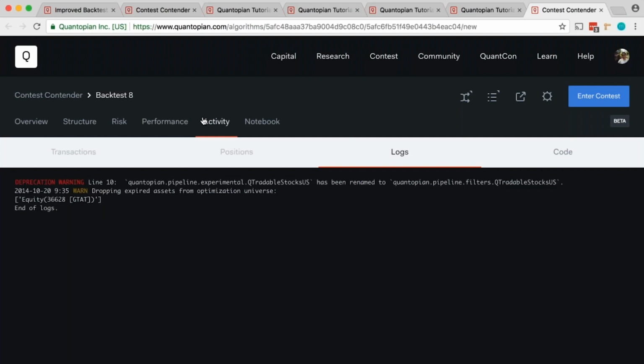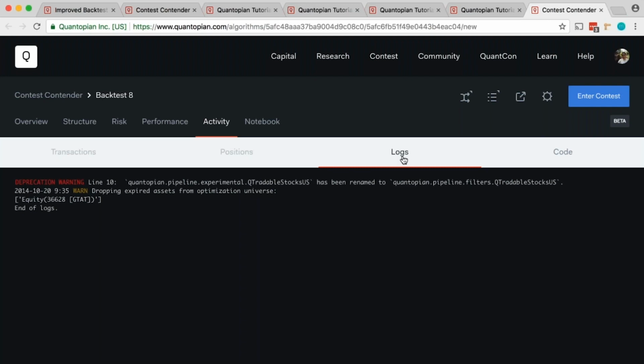There are a few other features that we've also introduced recently. So there's the activity tab, which contains the meta information about your algorithm. You will be able to shortly view your transactions and your positions in a nice interactive table. That feature is coming soon. We expect to have it out shortly.